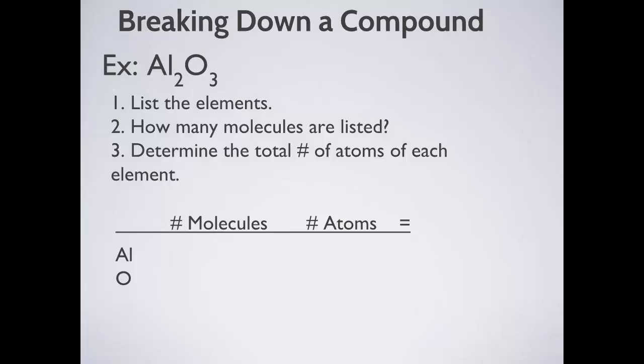So if I have aluminum oxide, and I want to know how many atoms of each element there are, it's pretty simple. We start by writing out the list of the elements. In aluminum oxide, we have aluminum, we have oxygen. Then we look at the coefficient. What does it mean when there isn't one? Right? There's only 1. Yeah, it means 1. So we have 1 molecule of aluminum oxide in this example.